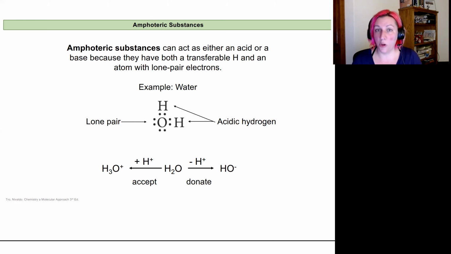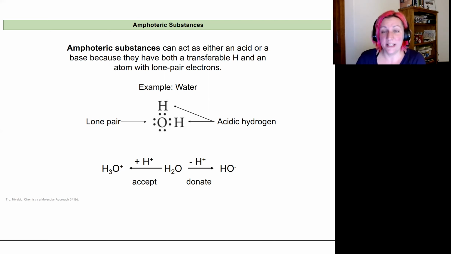Water has two lone pairs and it has two hydrogens. Both of those hydrogens are bonded to something that's more electronegative, an oxygen. And so these are pretty partially positive hydrogen atoms, and these lone pairs are on an oxygen that's very electronegative. And so it has a partial negative charge that'll be able to easily attract hydrogen ions to it, right?